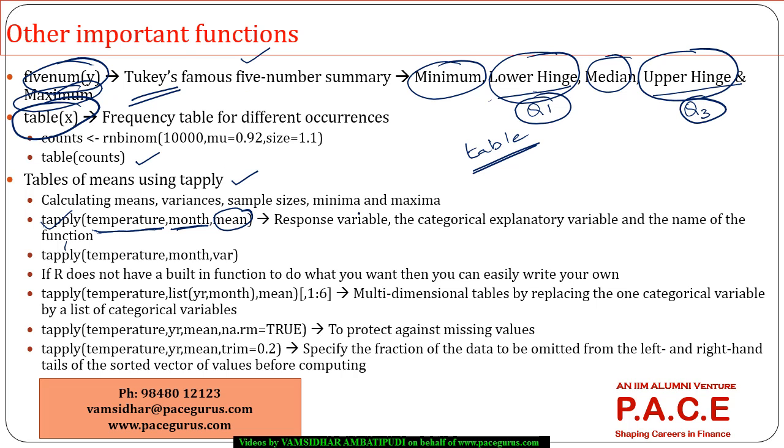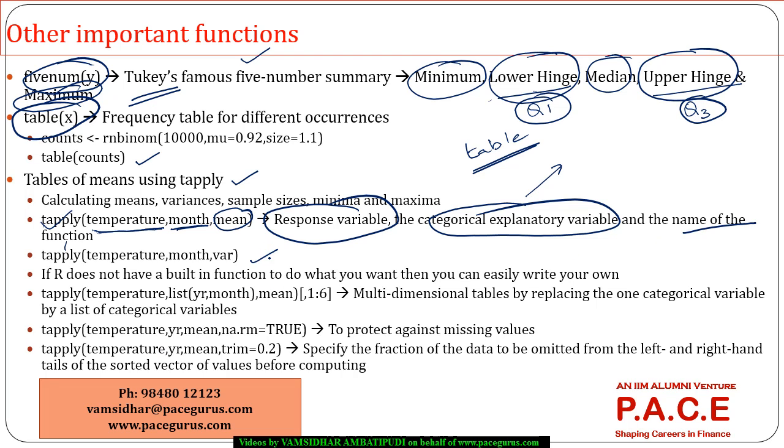Especially, I'm taking the response variable. What is it that I want to summarize? Based on what? That is where I'm taking the categorical explanatory variable. And what is the function? I can use mean, I can use variance, I can use other functions as well. And in some cases, if R doesn't have a built-in function, we can write our own functions also.